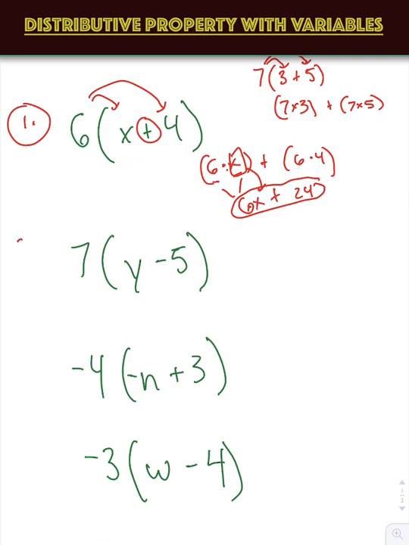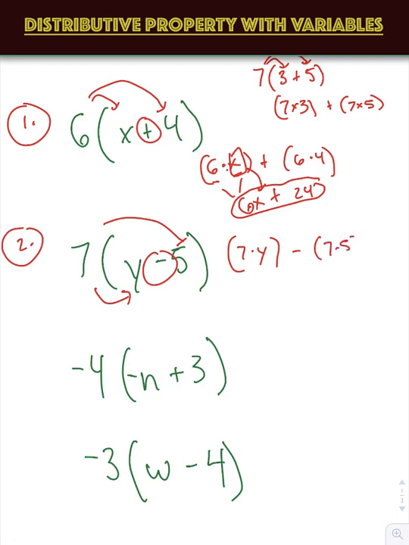When I go to number 2, I have 7 times all of y minus 5. We're going to do 7 times y as our first parentheses. This time, instead of a plus, notice that there is a minus separating the two, so it would be minus 7 times 5. 7 times 5 is 35. 7 times y is just 7y. 7y minus 35 is our answer in simplest form.